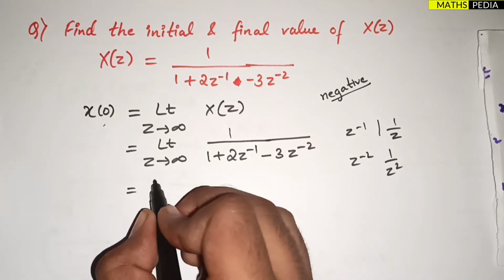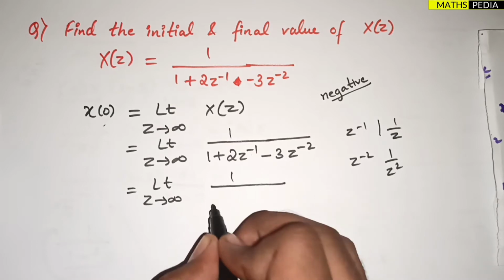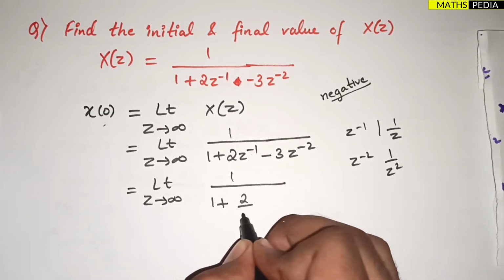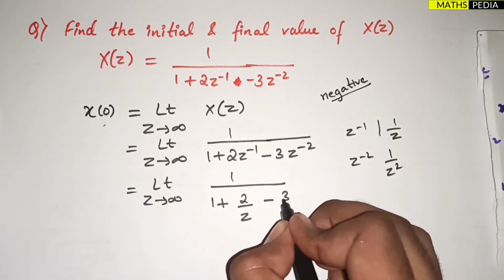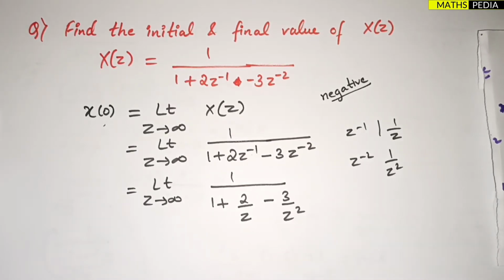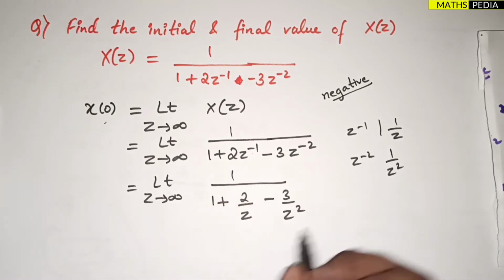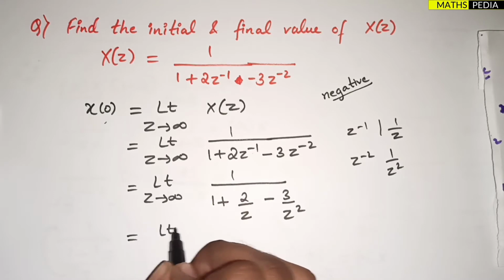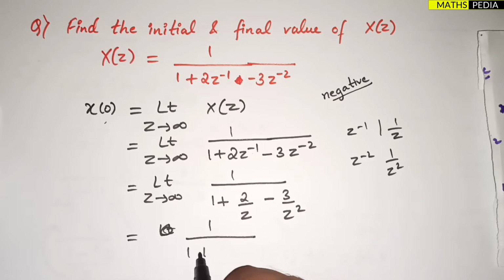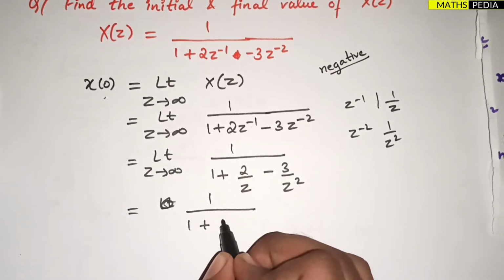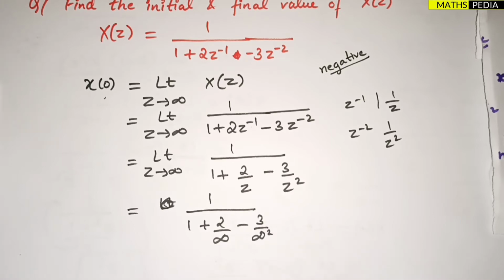So limit z tends to infinity. I'll write it in a better way: 1 plus 2 by z minus 3 by z squared. z power minus 1 is 1 by z, so 2 by z, minus 3 by z power 2. It's the same thing. Now when I apply the limit to this function, it will be 1 by (1 plus 2 by infinity minus 3 by infinity squared).